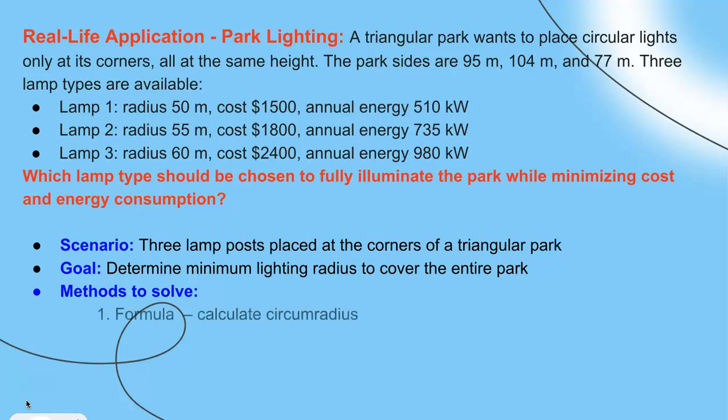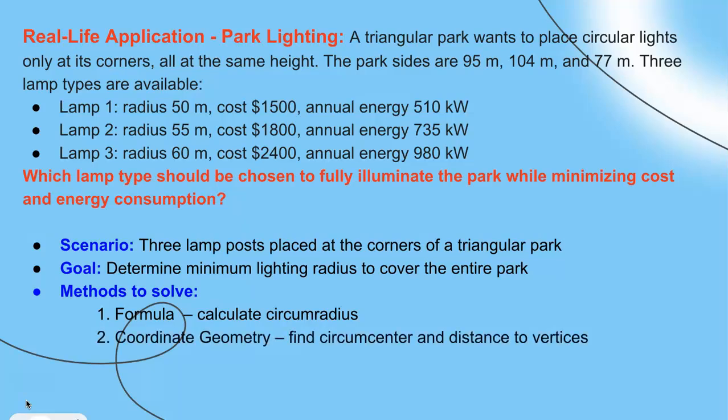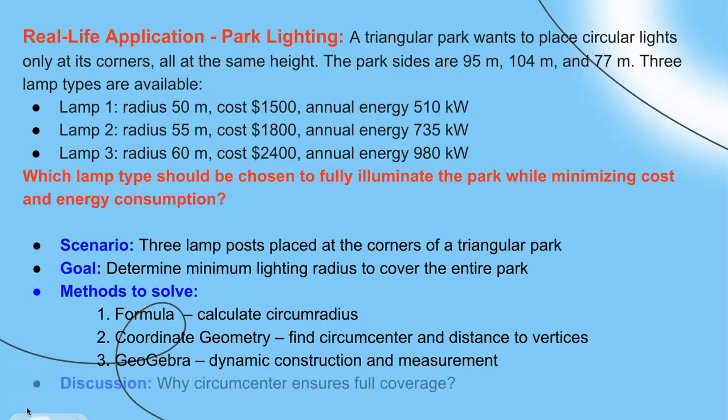We have three methods to solve this. The first one is the circumcircle formula. We calculate the circumradius, and according to it we decide which lamp type to pick. Second, coordinate geometry. This is a little bit harder, but there's a way to solve it. And the third is GeoGebra, which I think is the easiest, with visual, dynamic construction and measurement. And at the end we are going to ask why the circumcenter ensures full coverage, and why we don't use other centers.